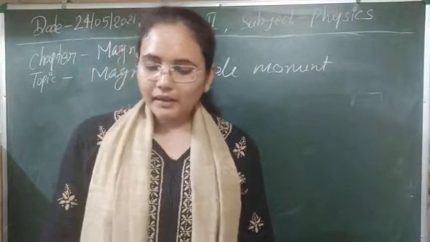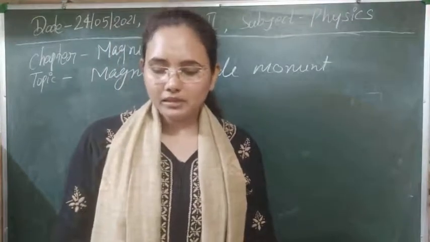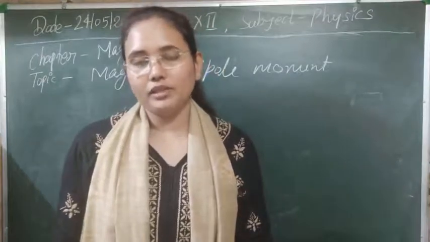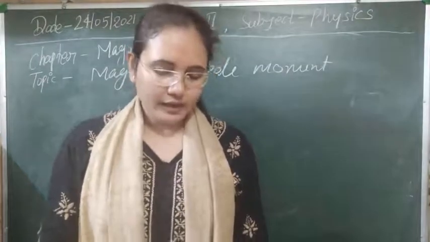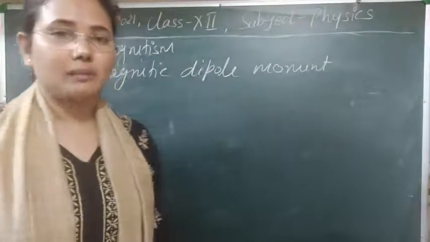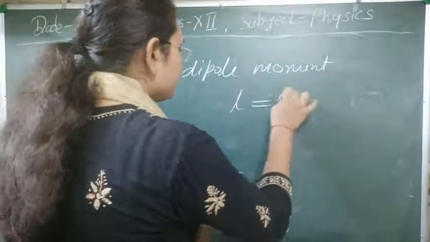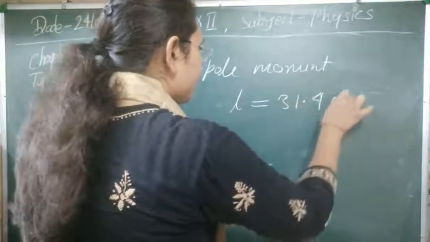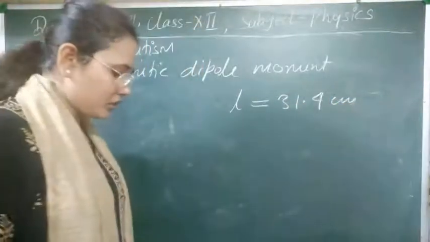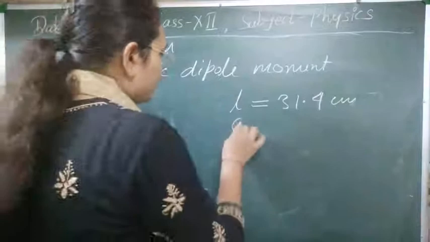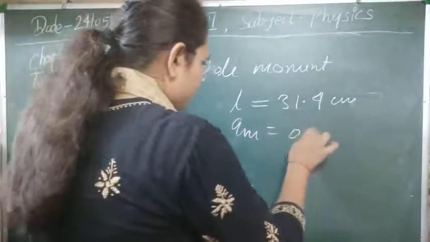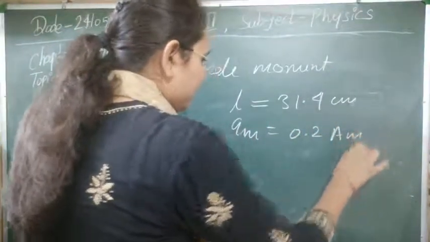So it is bent in the form of a semicircle. Then calculate the magnetic moment of the steel wire. Here it is given that we have a magnetized steel wire that has length 31.4 centimeter, and that has pole strength Qm, whose value is given as 0.2 ampere meter.